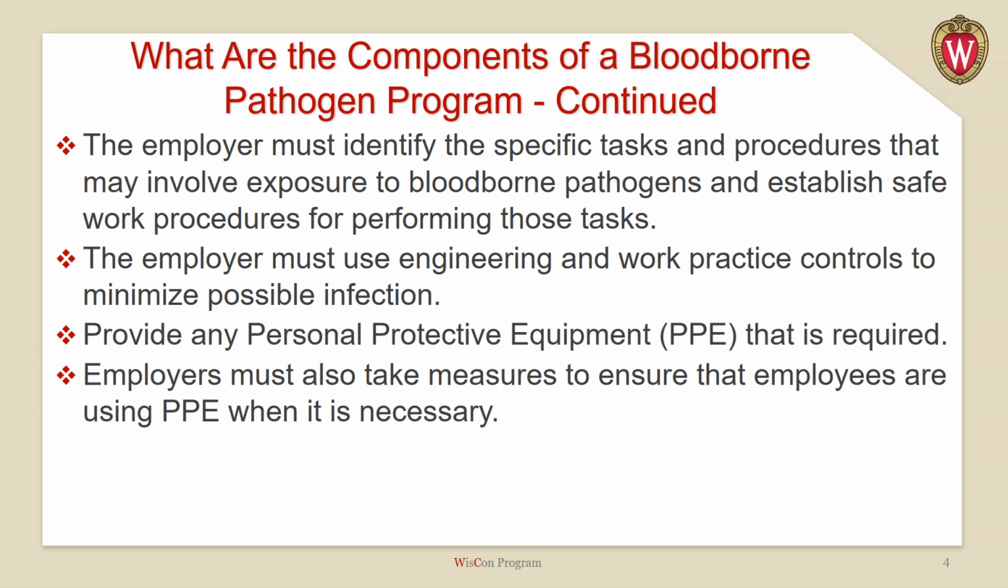What are the components of a bloodborne pathogen program continued? The employer must identify the specific tasks and procedures that may involve exposure to bloodborne pathogens and establish safe work procedures for performing those tasks. The employer must use engineering and work practice controls to minimize possible infection. Provide any personal protective equipment, PPE, that is required. Employers must also take measures to ensure that the employees are using PPE when necessary.